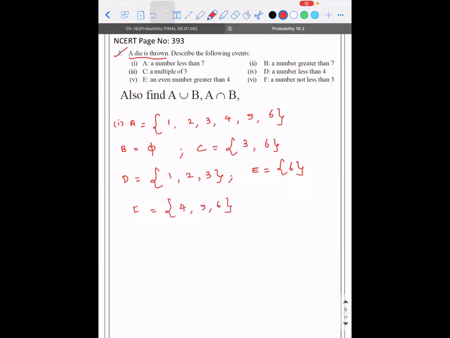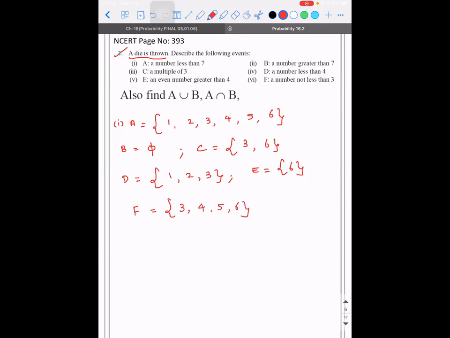You can include 4, 5. 3, no, sir, since it's not less than 3. It's equal to 3, so 3 can be included, right? Not less than 3 means excluding less than 3. Yes, it can be 3 also. Okay, 3, 4, 5, 6.